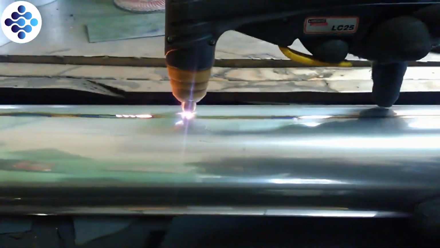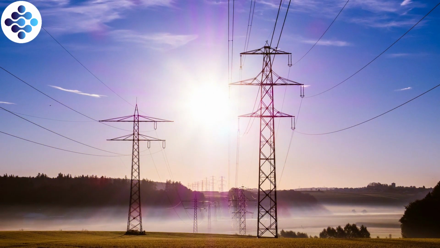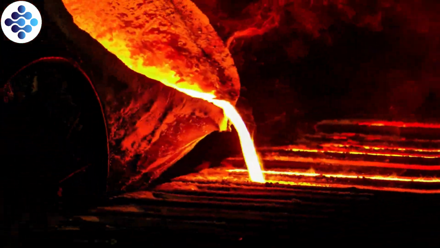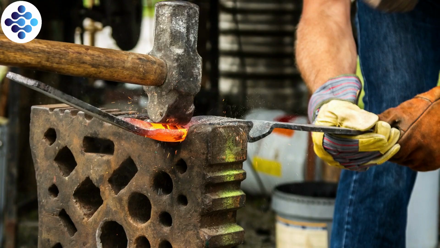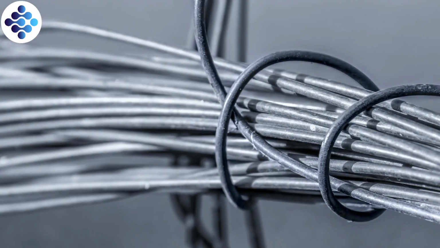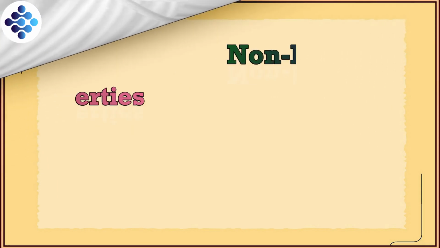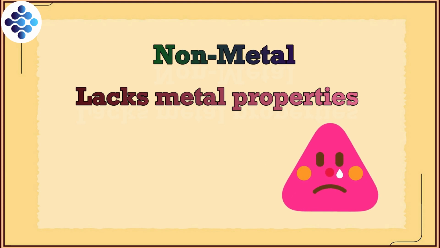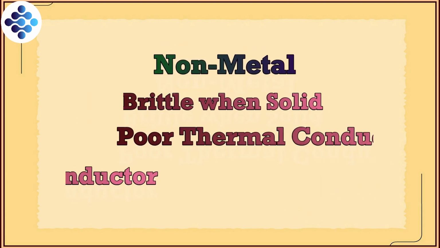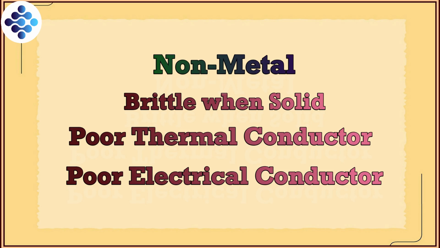Now, a metal is a material which, when freshly prepared, polished or fractured, shows a lustrous appearance and conducts electricity and heat relatively well. Metals are typically malleable, so they can be hammered into thin sheets, or ductile, so they can be drawn into wires. Now in chemistry, a non-metal is a chemical element that mostly lacks the characteristics of a metal. A non-metal is typically brittle when solid and usually has poor thermal conductivity and electrical conductivity.